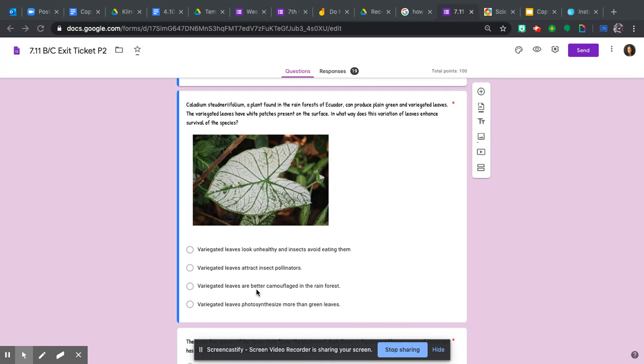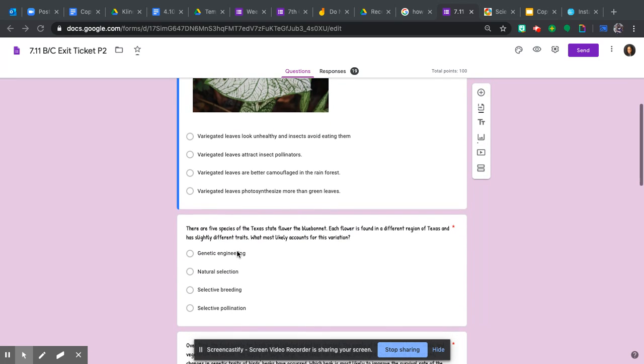It says it's better camouflaged in the rainforest. Well, mostly everything in the rainforest is usually green. It's not usually something like this color, so it wouldn't be that one. And these leaves photosynthesize more than green plants. It's a green plant. It photosynthesizes the same. The correct answer was A.